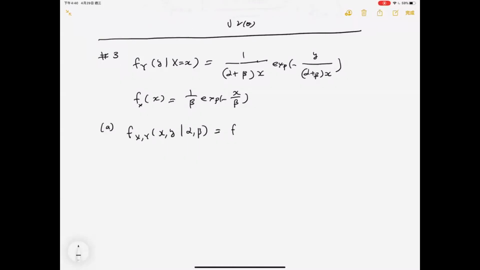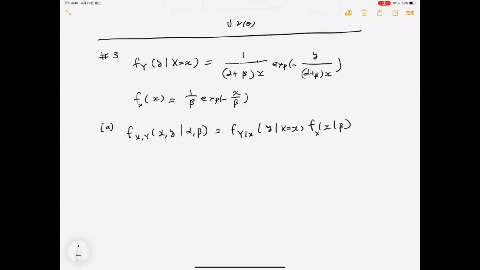So the joint PDF is the conditional PDF times the marginal PDF. Really not hard to understand what I'm saying. Then show that U1 and U2 are sufficient statistics. So I'm going to skip this. I think it's really easy for you to know that.